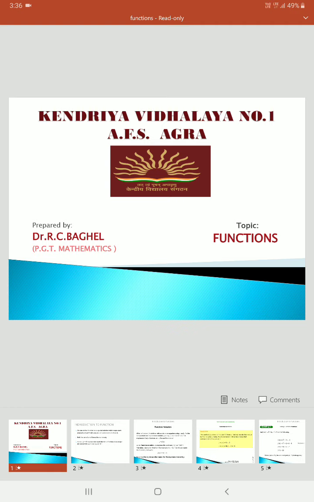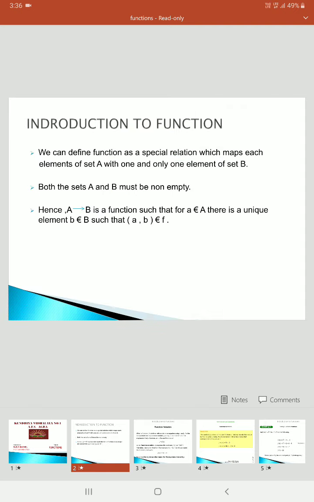Today we are going to start our first chapter, that is relation and function. So today I am going to teach you about function. So what is a function? We can define a function as a special relation which maps each element of set A with one and only one element of set B.